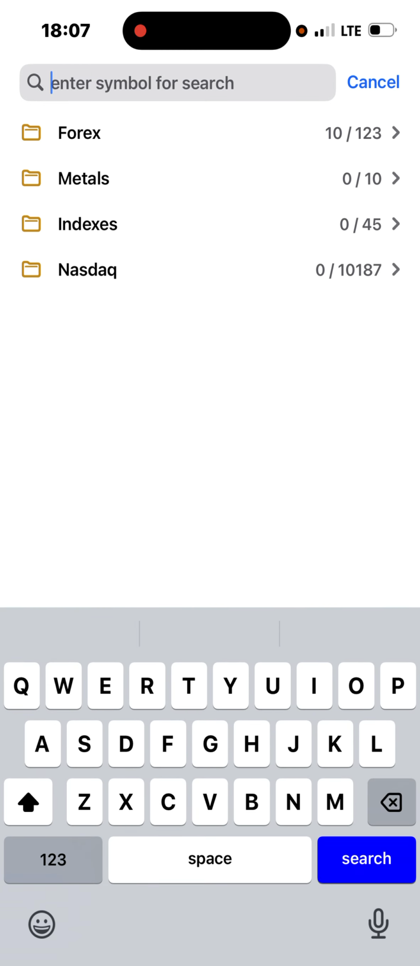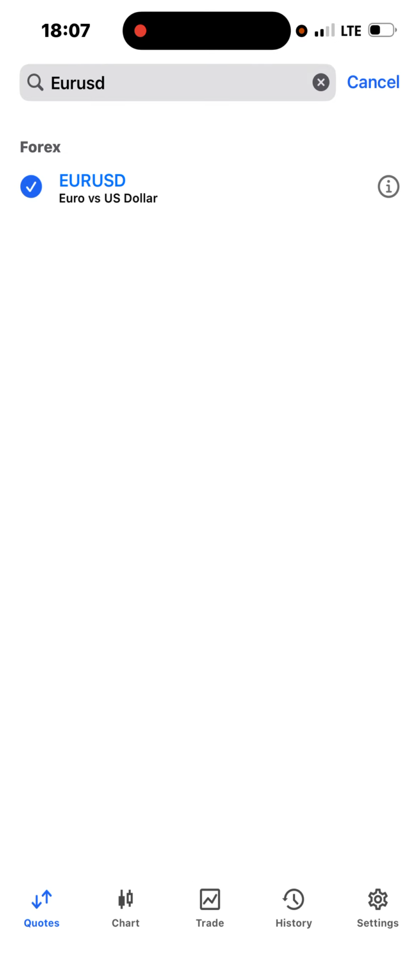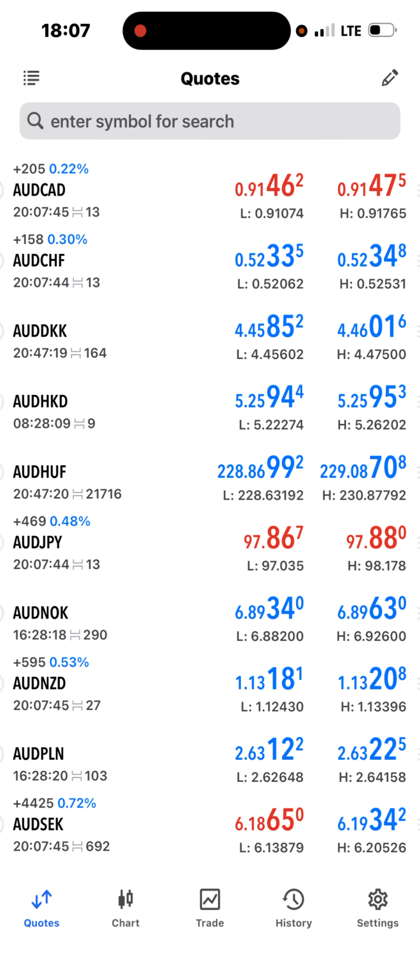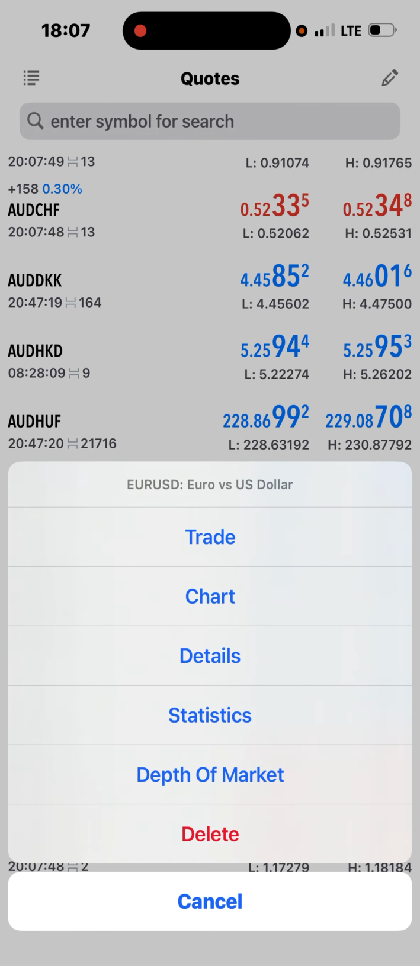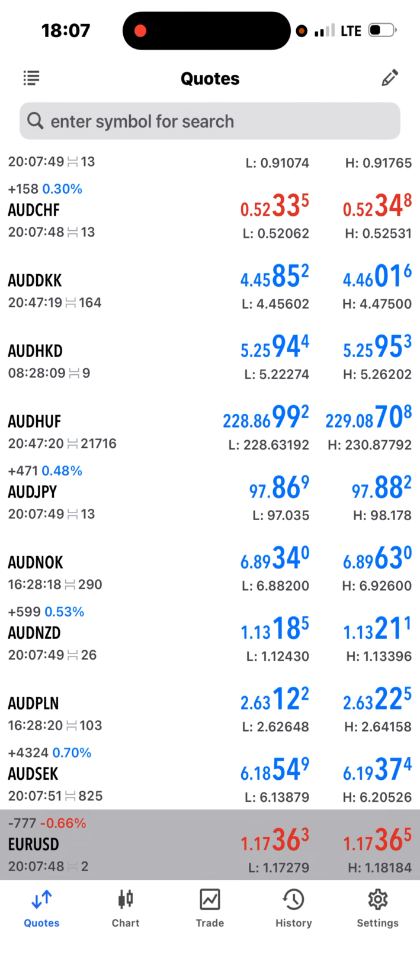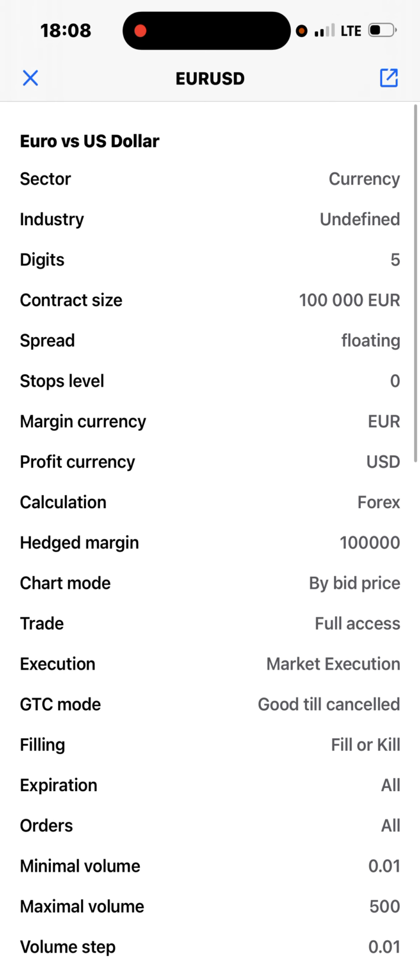So let me search for my favorite, which is EUR/USD. I search for it, I click on cancel and I go back. As you can see, EUR/USD is already in place. So here, when you click on whichever pair, it's going to bring all of these options for you. Either you want to trade, or you want to check the chart, or you want to check details of EUR/USD today.